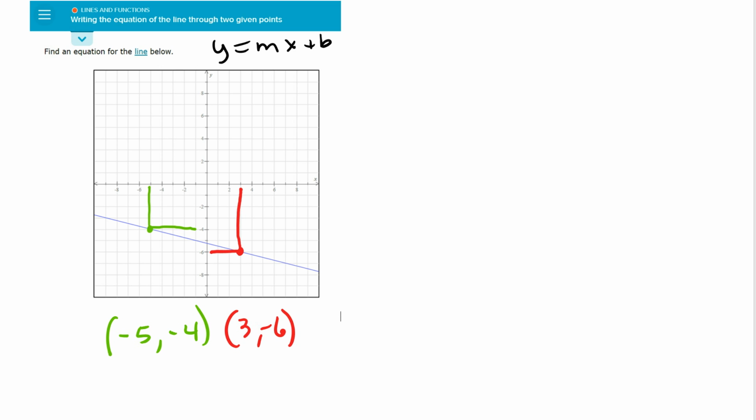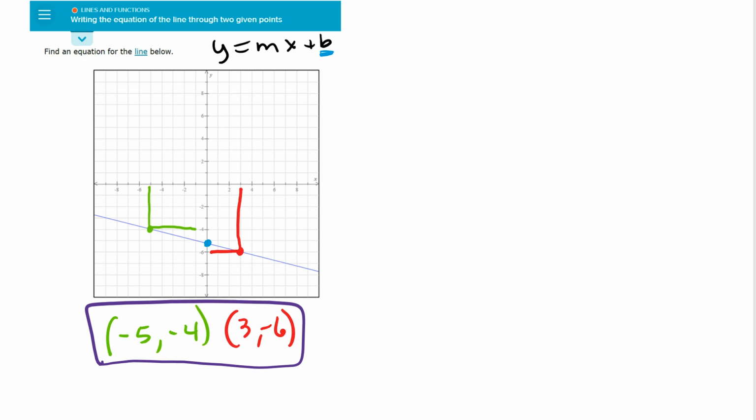Now, unfortunately, I don't know what the y-intercept is. The y-intercept is where it crosses the y-axis, and that's b. But I can't tell exactly what that is, so I can't just look at the picture. I've got to use the points. And if you're given two points, you can calculate the slope.